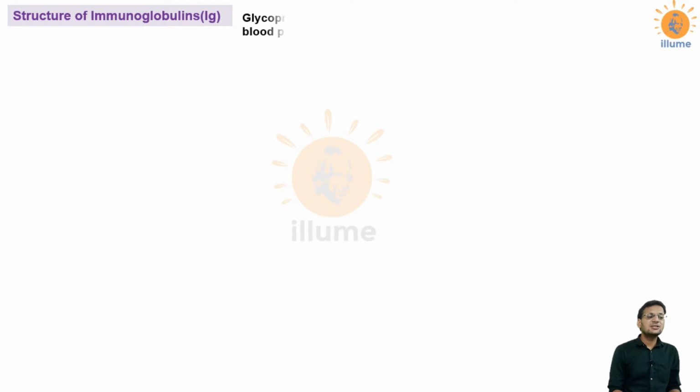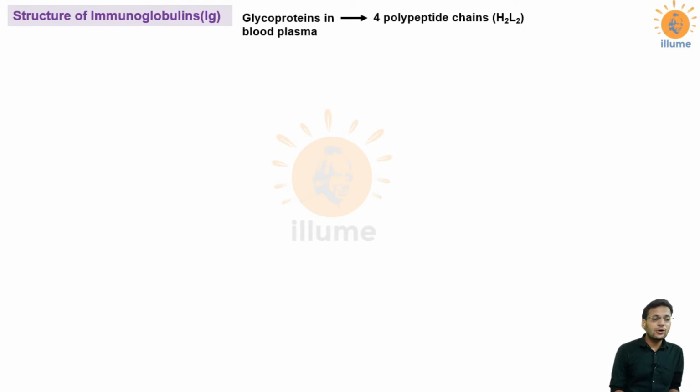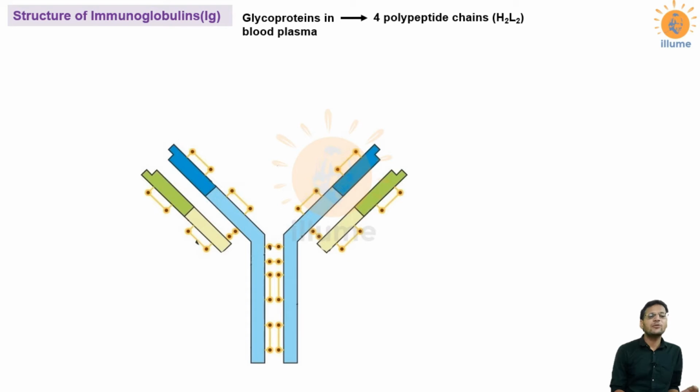Let's first start with the structure of immunoglobulin, structure of Ig. As we discussed, it is a glycoprotein present in blood plasma, and it is made up of 4 polypeptide chains, 2 heavy chains and 2 light chains. So it is called H2L2 molecule because of the number of polypeptide chains present in it. This is the basic structure. It looks like a Y-shaped molecule.